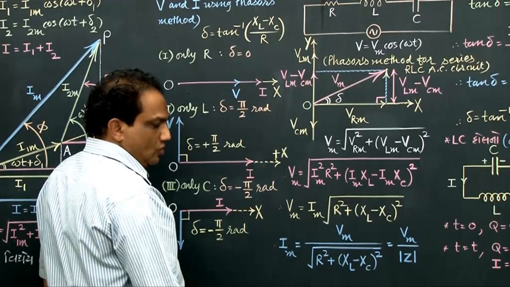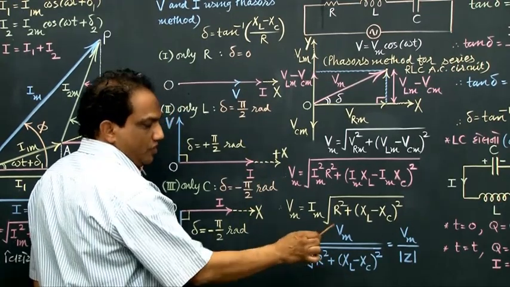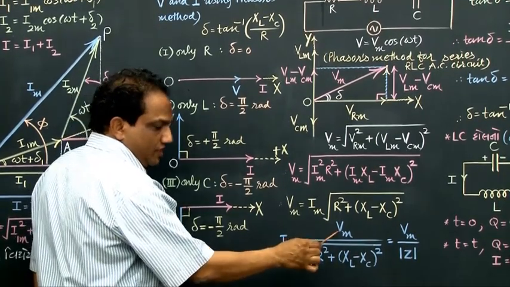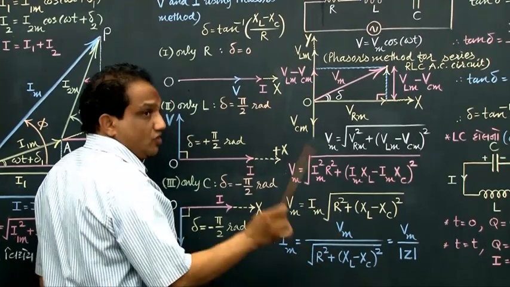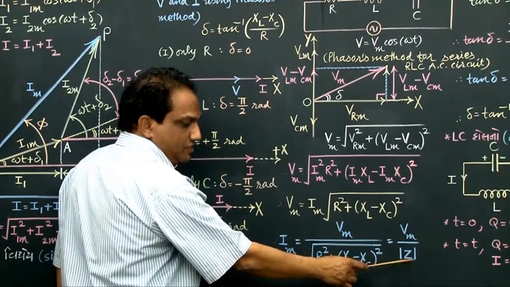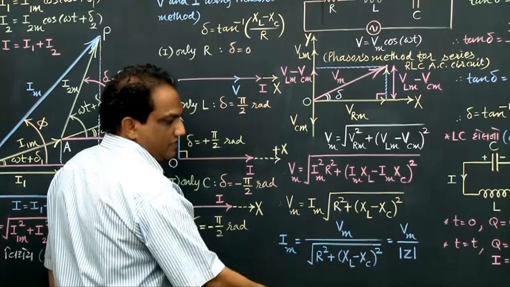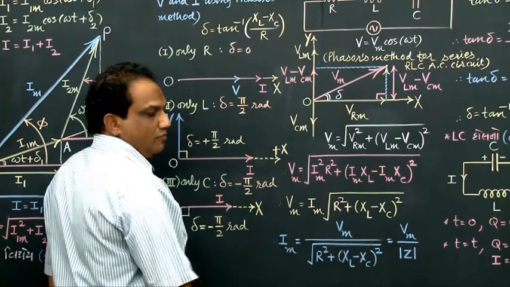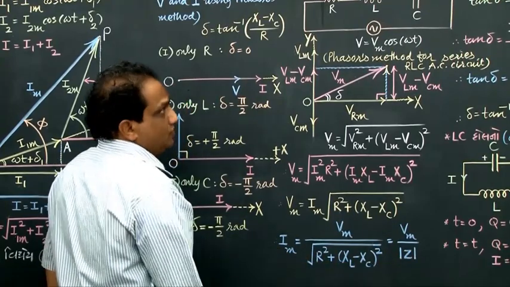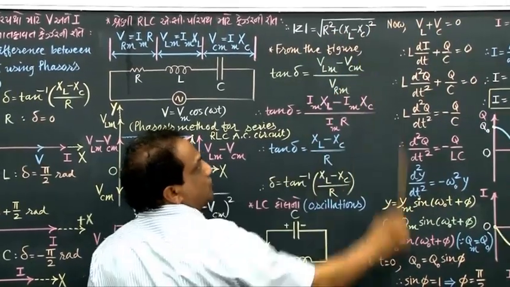Now, according to Ohm's law, current should be equal to voltage upon resistance. Here it is maximum current, here maximum voltage, and here it should be the resistance of the AC circuit, which is called the magnitude of complex impedance, shown by the symbol mod Z. So the right hand side you may write this way, Vm upon mod Z. Now if you compare, mod Z will be under root of R square plus (XL minus XC) whole square.